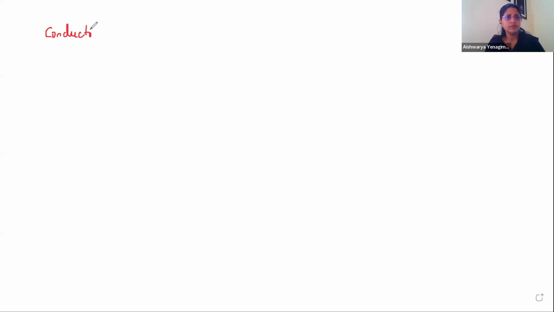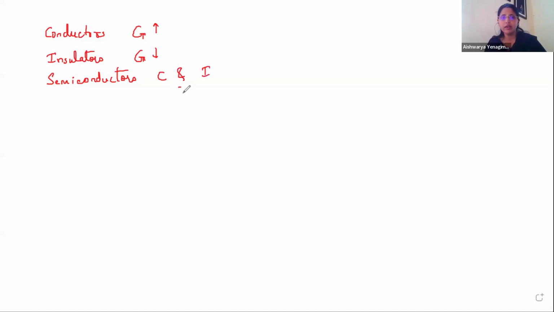Conductors, then insulators, and semiconductors. What are conductors? Conductors are those with very high conductivity, G is very high. Insulators are those with very low conductivity or no conductivity. What are semiconductors? Semiconductors are those whose conductivity value lies between conductors and insulators. Their G value lies in between the ranges of conductors and insulators.